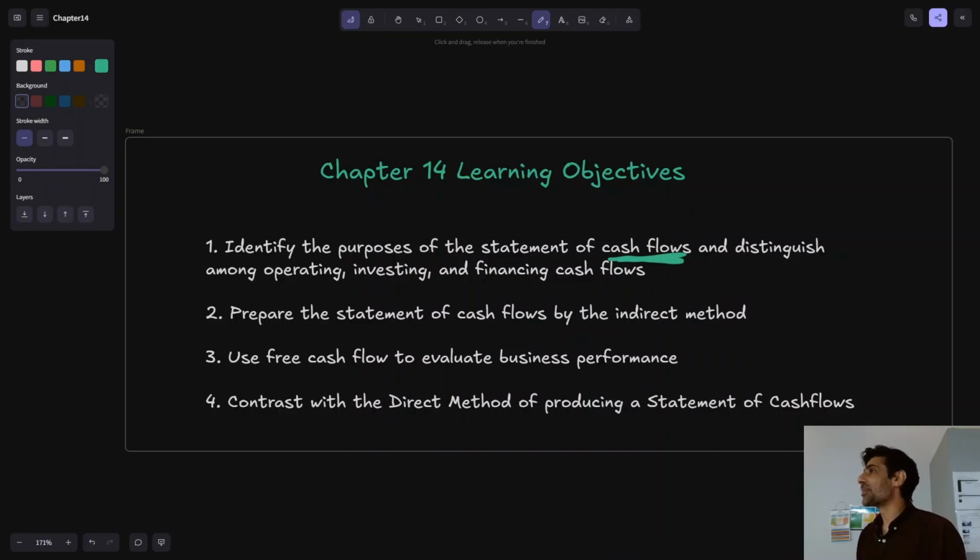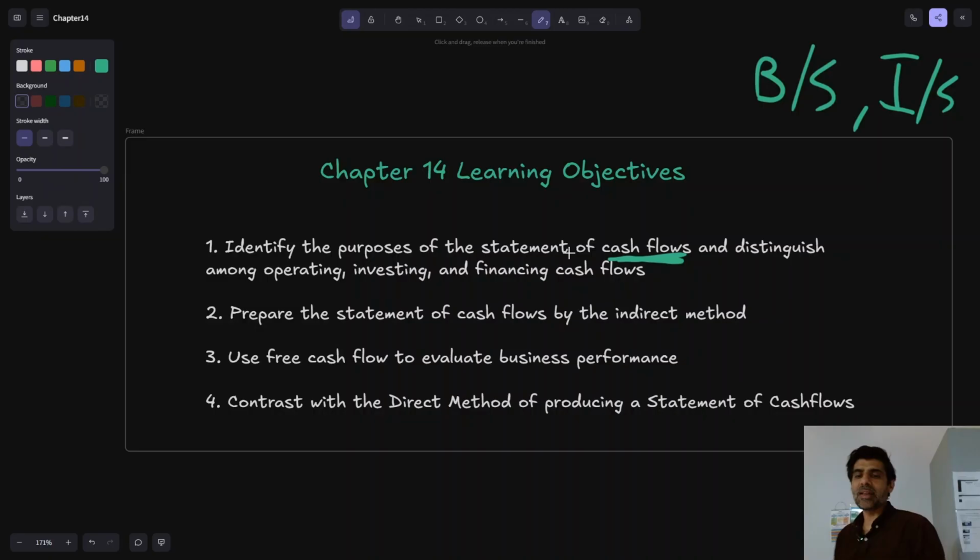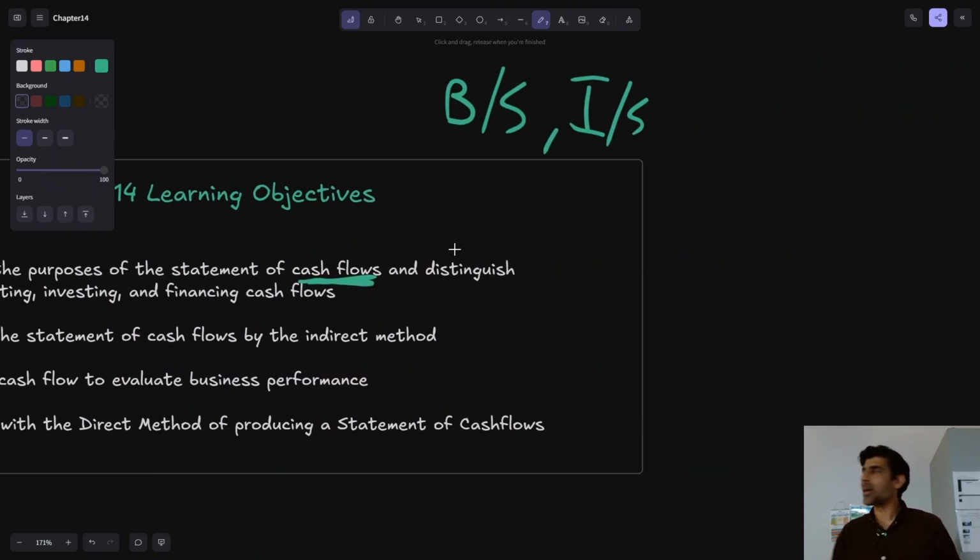Okay, let's just do a basic review. What are the three kinds of financial statements we've already been doing? What are the two main ones? Like the two core ones that we spent a lot of time with. What are they? Balance sheet, okay. And then what's the other one?